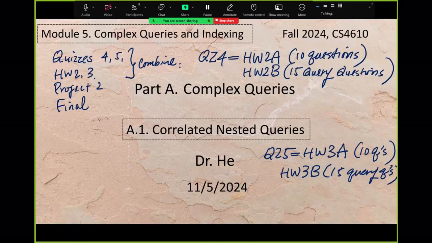Today we do module 5, complex queries and indexing. First, we study the complex queries. 8.1, correlated nested queries. After today's class, we can do homework assignment 2B. So 2A as a quiz, and 2B, a query part.